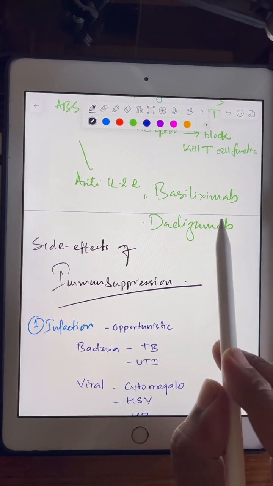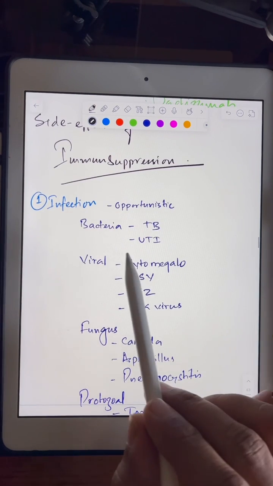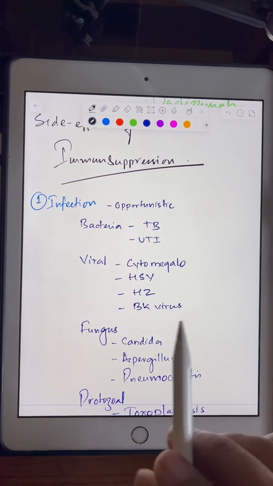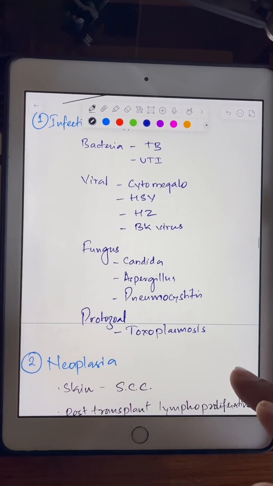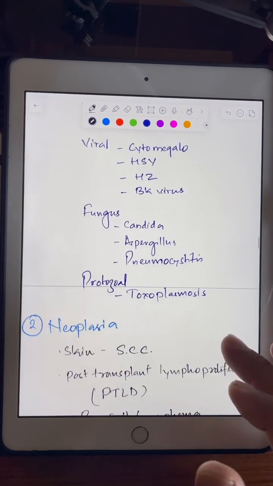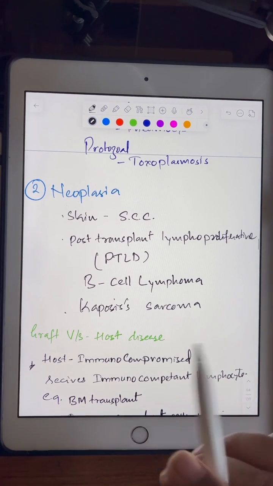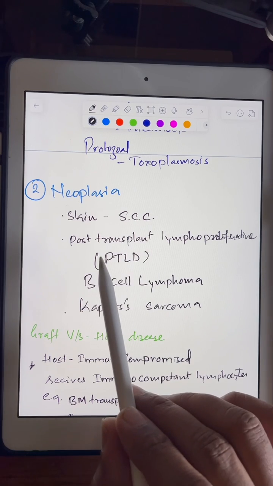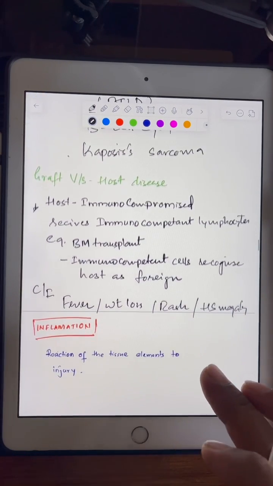Anti-IL-2, basiliximab, tacrolimus. Side effects: immune suppression, infections, opportunistic infection, bacteria, tuberculosis, urinary tract infections, viral infections like cytomegalovirus, hepatitis, BK virus, fungal infections, aspergillus, pneumocystis, neoplasia such as skin cancers, squamous cell carcinoma, post-transplant lymphoproliferative disorder, B cell lymphoma, sarcoma. Then graft versus host disease.